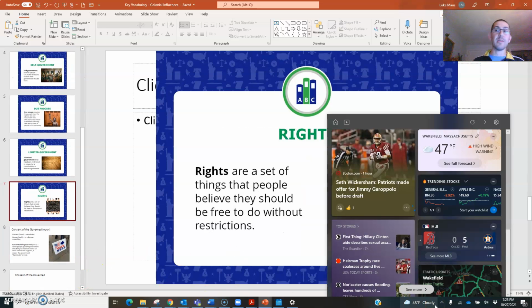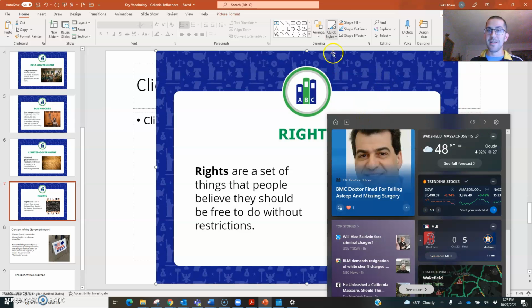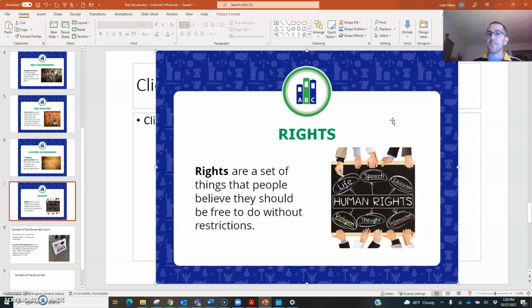Next up, we have rights. We're going to be studying the idea of rights quite a bit. Rights are a set of things that people believe they should be free to do without restrictions. We'll be talking about what particular rights many Americans hold dearly, such as the right to life, speech, education, religion, independent thought, and the right to have information. Those are human rights that you often hear people say they have the right to: practice religion, speak freely, and get an education. They should have those rights and should not be limited by anybody telling them they can't do it.